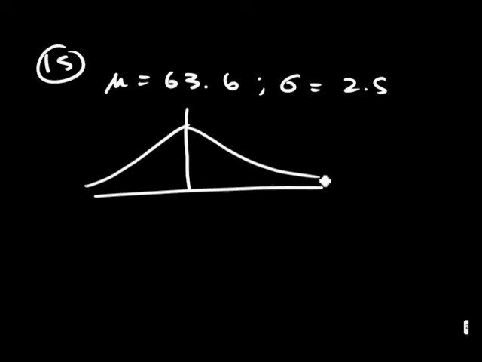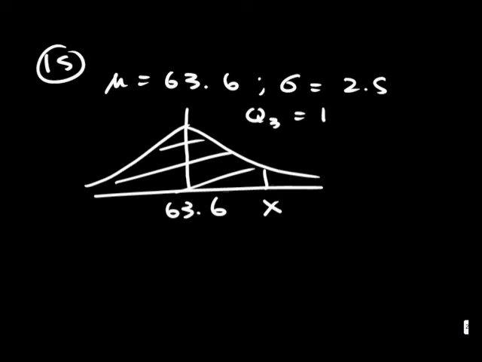63.6, normal distribution. Now, we can look at this various ways. Third quartile value is really the 75th percentile value. That implies that this must be 25%. The left, remember, is 50%. So 50% plus 25% gives us our 75%. This value of x, working backwards, will give us the value representing the third quartile.